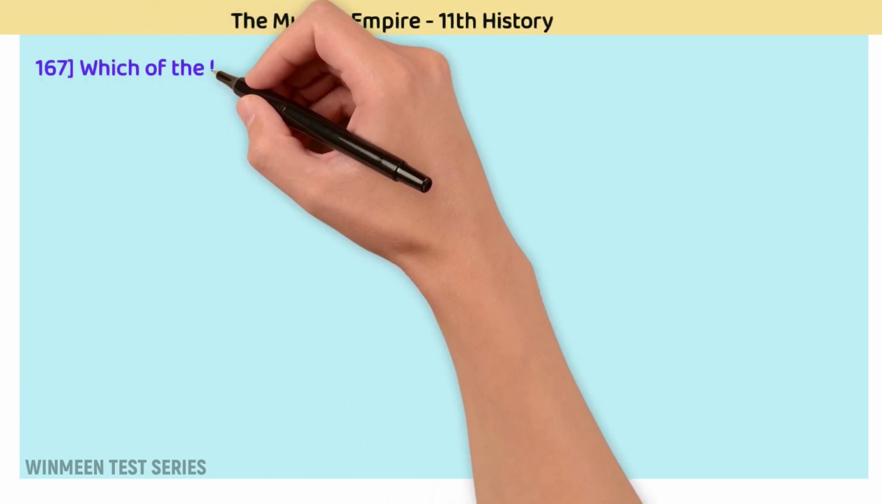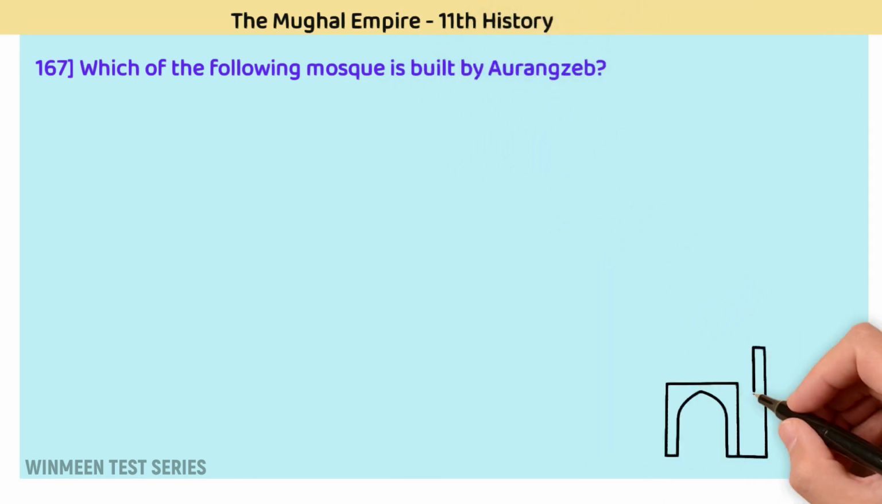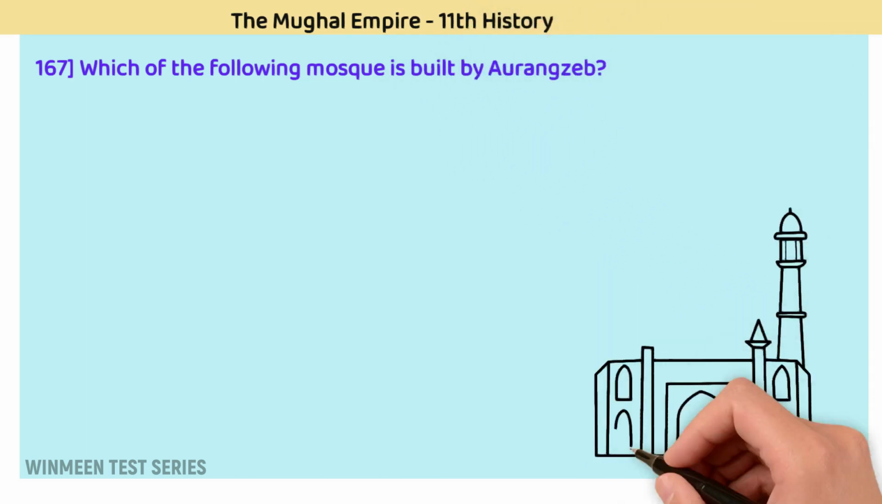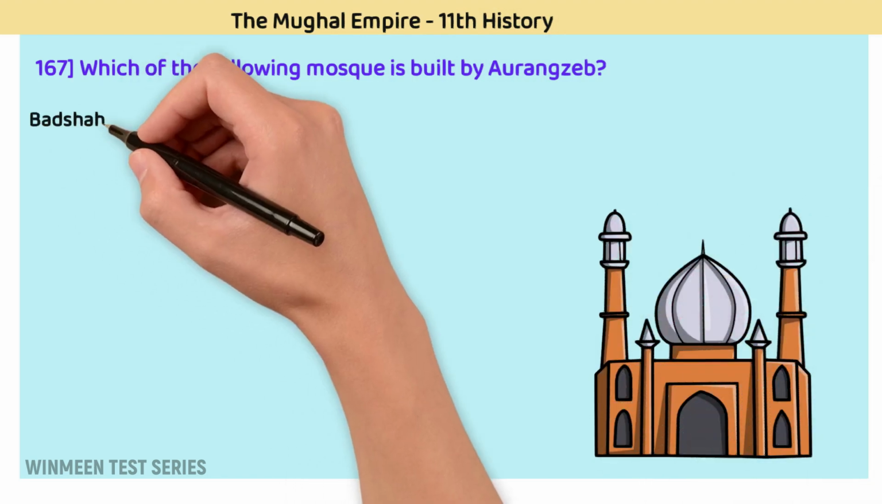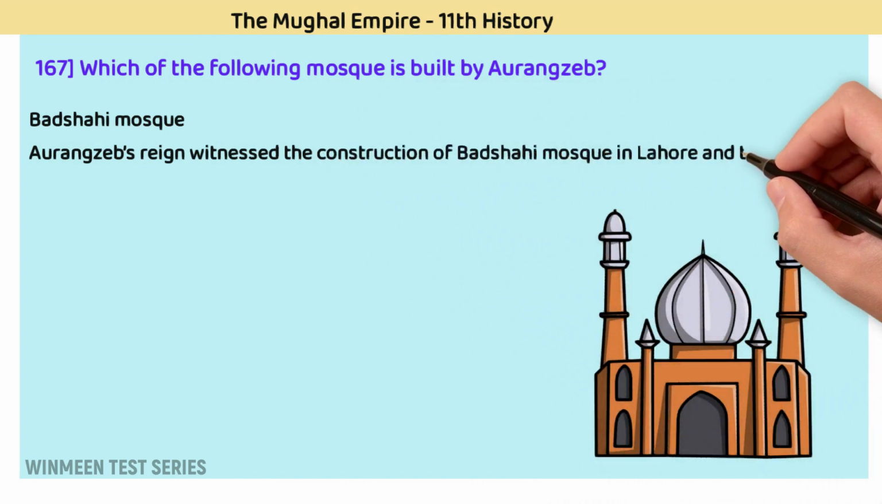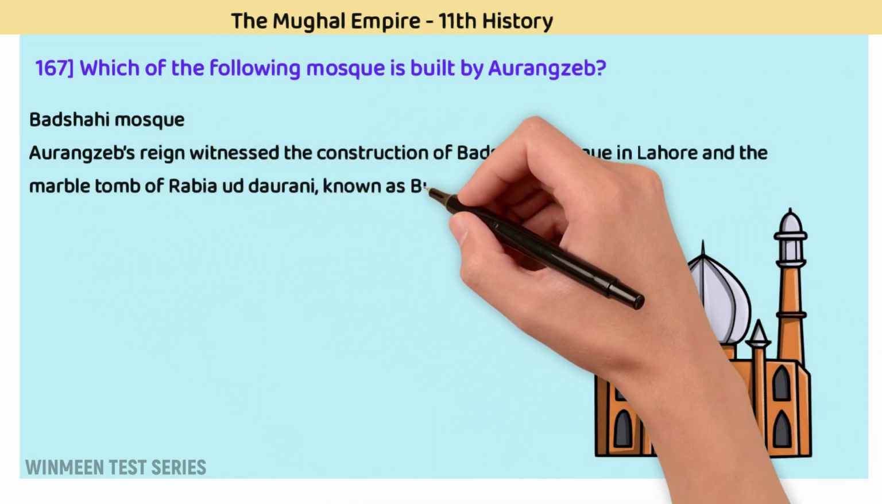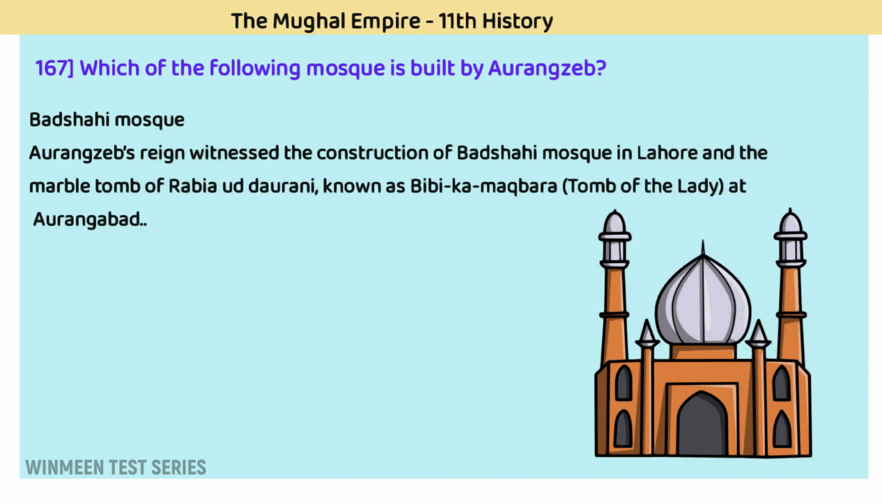Question number 167. Which of the following mosques was built by Aurangzeb? The answer is Badshahi Mosque. Aurangzeb's reign witnessed the construction of the Badshahi Mosque in Lahore and the marble tomb of Rabia-ud-Durrani, known as Bibi Ka Maqbara, tomb of the lady, at Aurangabad.